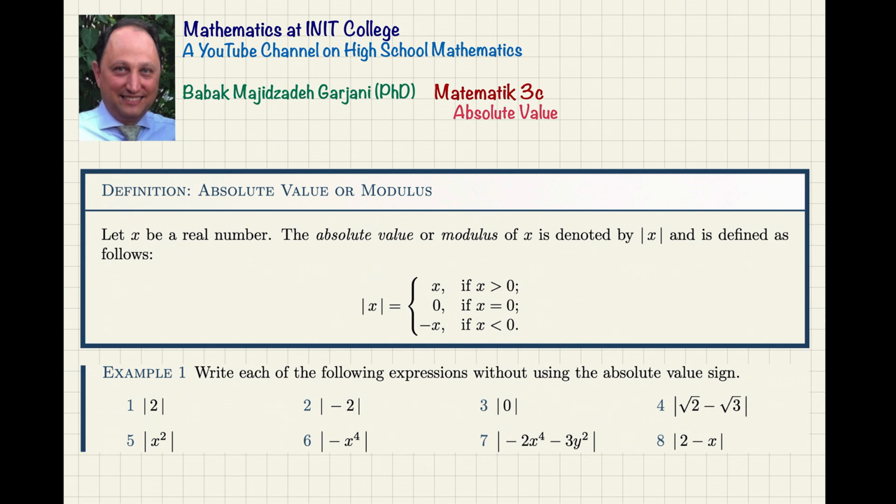So what do we mean by absolute value? Let x be a real number, positive, negative, or zero, of course. The absolute value, or sometimes called modulus of x, is denoted by this symbol and is defined as follows. We say that the absolute value of x is equal to x itself if x is greater than 0, is equal to 0 if x itself is equal to 0, or it is equal to negative of x if x is negative.